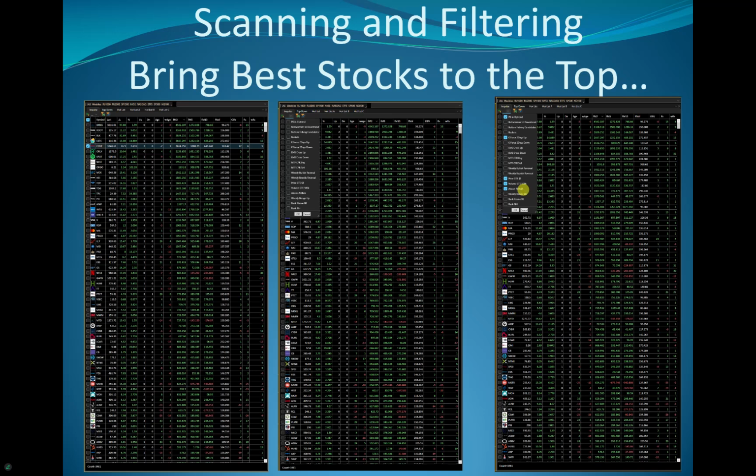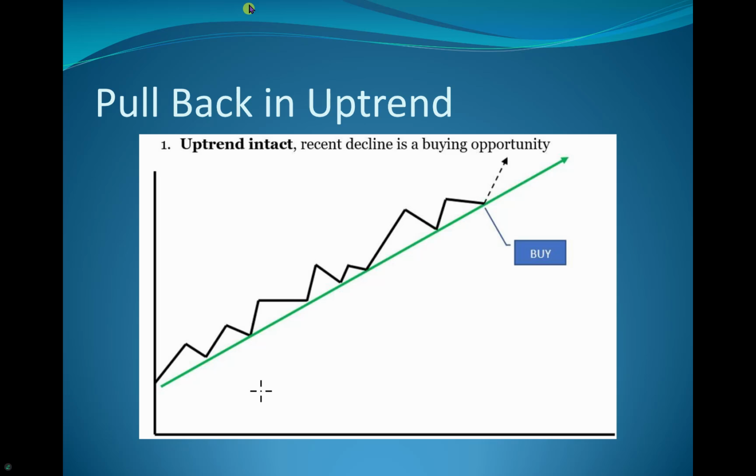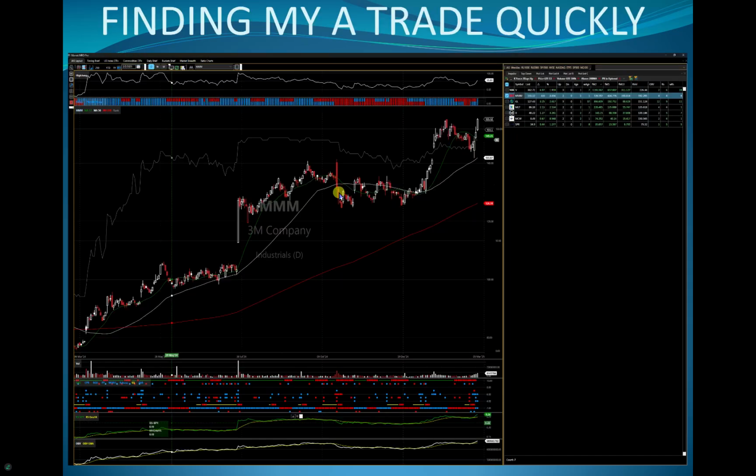In 2 slides, you'll see what I got. My A trade: I am not a counter-trend trader. I want the top sectors and industry groups. I want that pullback in an uptrend that's going to be identified by the bongo. I want the move off of support, which are my impulse indicators. I want my supporting evidence, and I don't want to be extended, the high-low. I want to make it quick and easy. So here's what I want, and here's what I found.